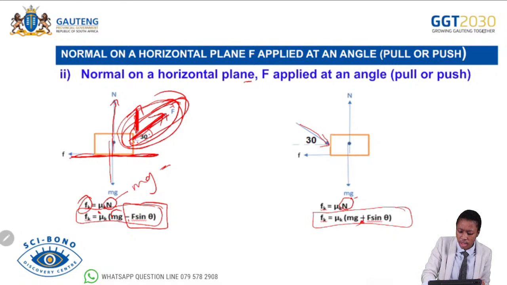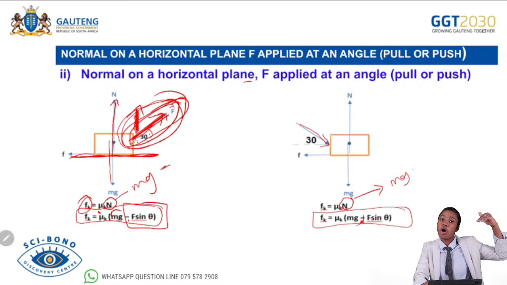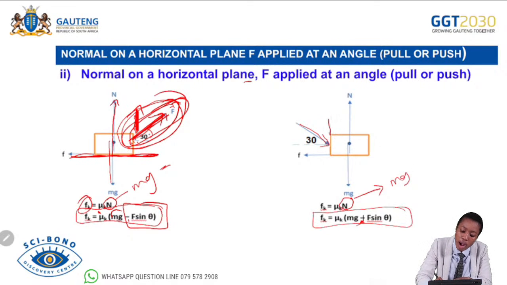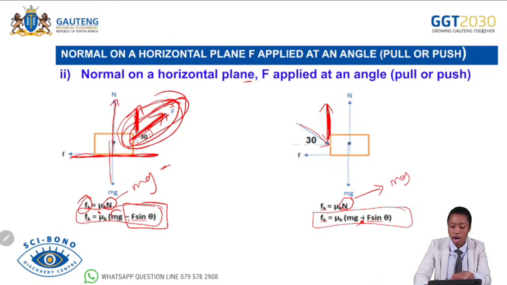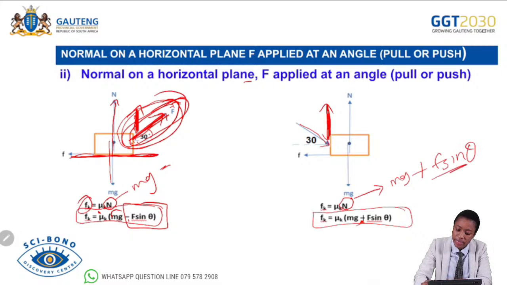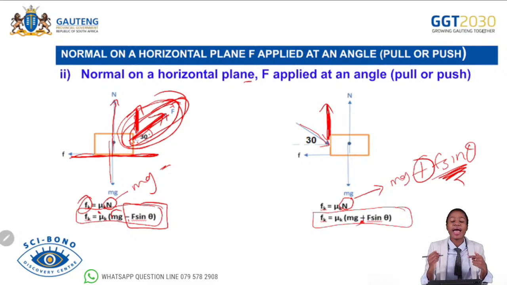How do you then work out your normal? Your normal is mg plus that force that is coming, the y component in this instance. We're looking at the y component in this direction, so you are adding on that F sine theta. This F sine theta will give you the y component, but in this instance you will be adding it because it's a pushing force.